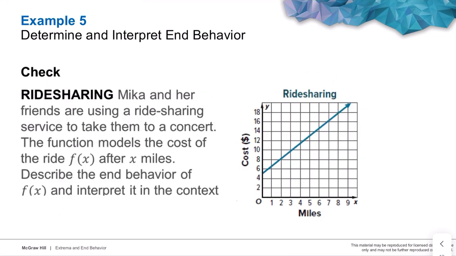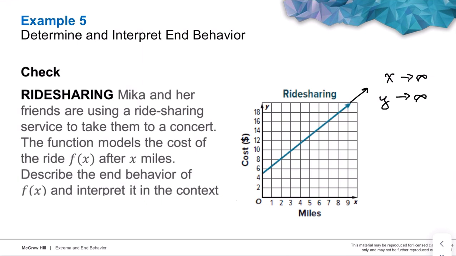Now the next one. Mika and her friends are using a ride-sharing service to take them to a concert. The function models the cost of the ride f of x after x miles. Describe the end behavior of f of x and interpret it in the context. So basically, x is going to positive infinity, going to the right. So as x is going to infinity, y, or f of x, is going to positive infinity as well. It's increasing. It's going up.